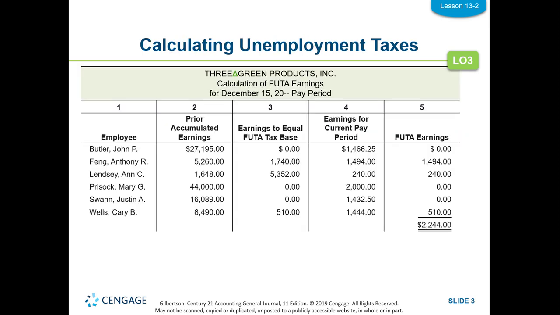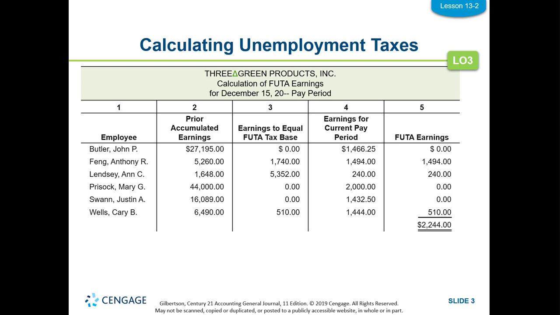The FUTA tax rate is 6.2% of the FUTA tax base. Currently, the base is the first $7,000 earned by each employee. Earnings subject to unemployment taxes are referred to as the FUTA earnings. Employers can generally deduct from federal unemployment payments the amount they pay to state unemployment programs, but the deduction cannot be more than 5.4% of FUTA earnings. The effective FUTA tax rate in most states, therefore, is 0.8% on the first $7,000 earned by each employee.